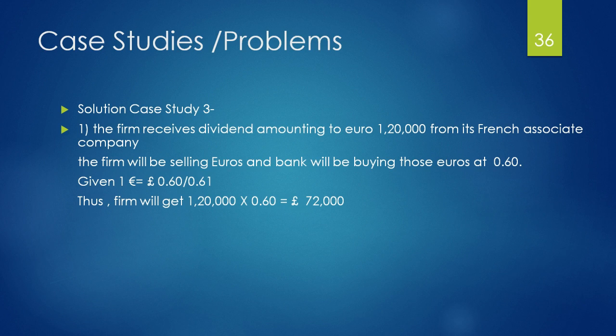So bank will buy 1,20,000 euros at 1,20,000 into 0.60. Thus the firm will get 72,000 pounds for this transaction.